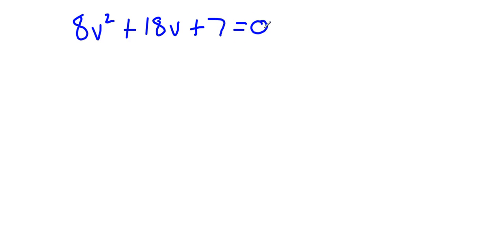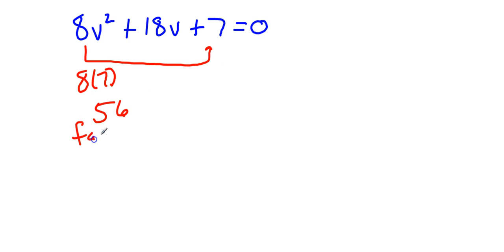Now, the good news on this one is it's all positive, so we don't have to worry about any negatives when we're going through this one. The bad news is the first term is 8, so when we do this one, we have to start with 8 times 7, doing the AC method. 8 times 7 is 56.